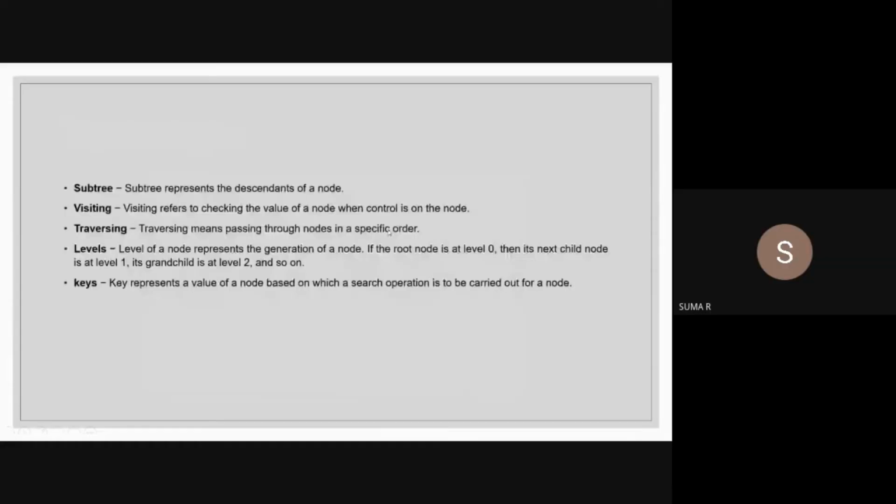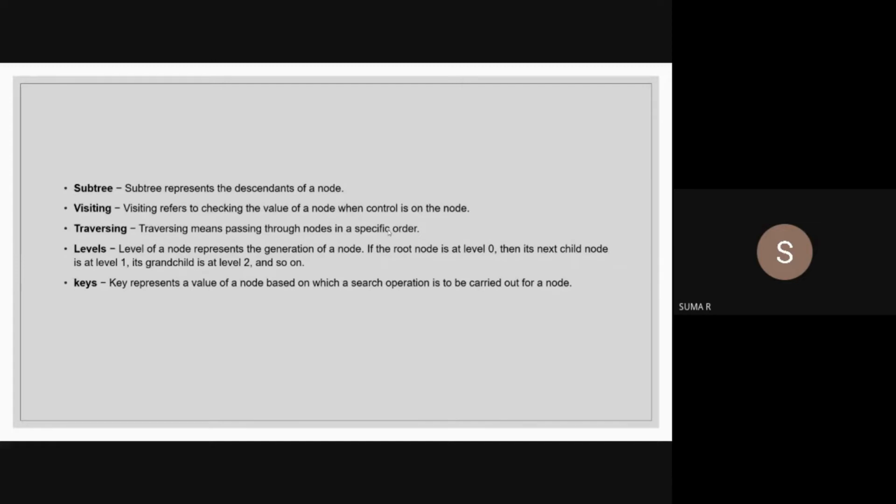Now visiting. We want to read the nodes of a tree, and this process is called as visiting. If we read the data of a node, then it is called as visiting that node. Another term is traversing. Traversing is the process of visiting every node of a tree, at least once. So traversing is visiting every node of the tree once. So we can read the entire data in the tree by traversing through the tree.